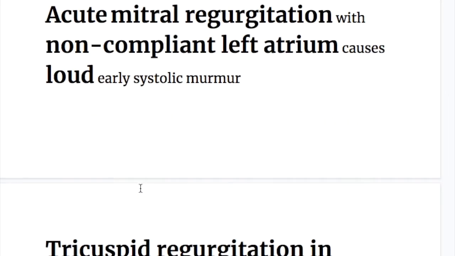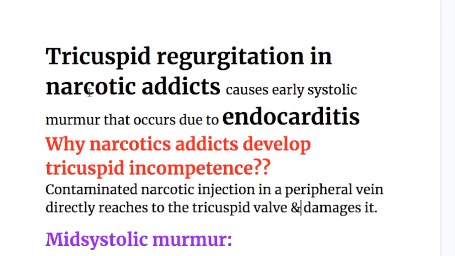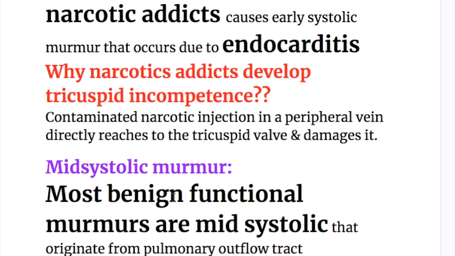Number 2, acute mitral regurgitation with non-compliant left atrium causes loud early systolic murmur. Number 3, tricuspid regurgitation in narcotic addicts causes early systolic murmur that occurs due to endocarditis. Why do narcotic addicts develop tricuspid regurgitation? Contaminated narcotic injection in a peripheral vein directly reaches the tricuspid valve and damages it.